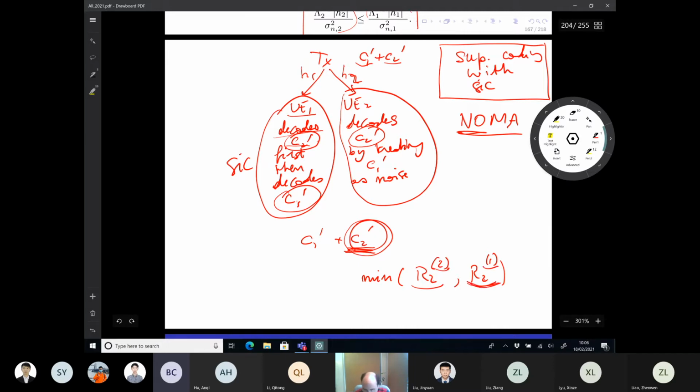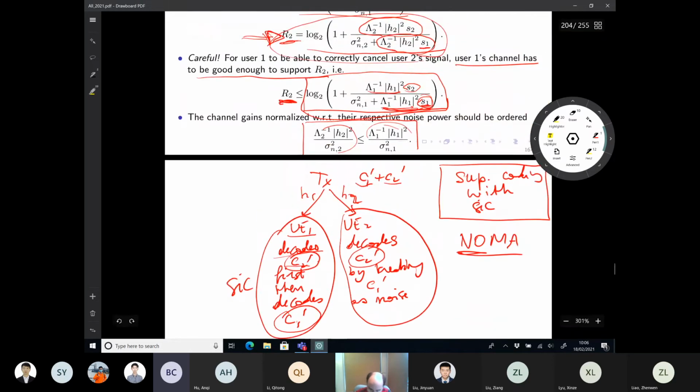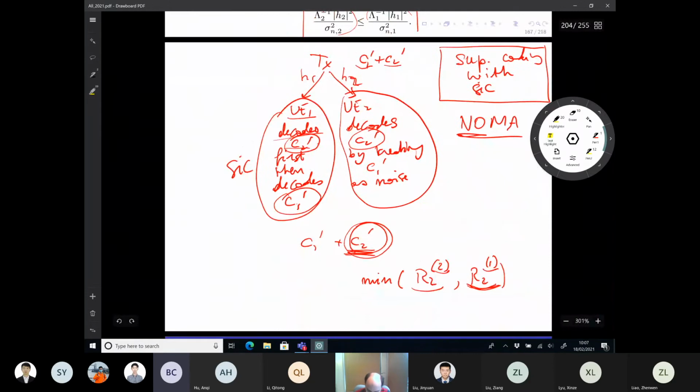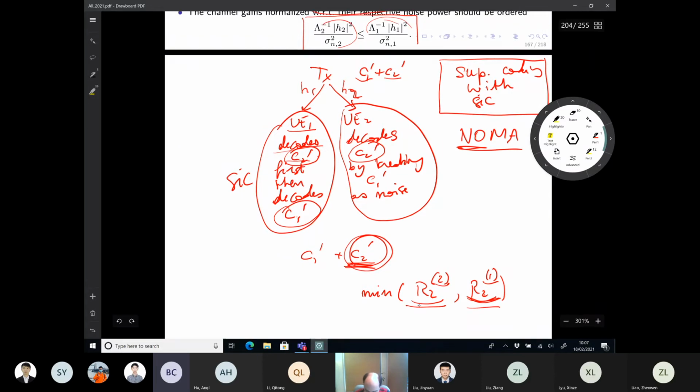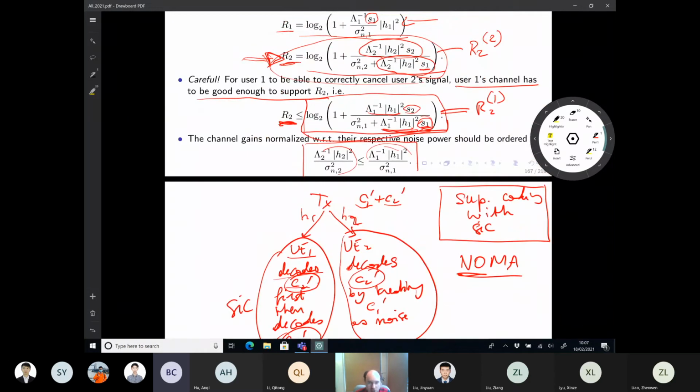What is the rate of the message of user 2 decoded at user 1? This is R21. It is the rate of the second stream, but decoded at user 1. And this one here is the rate of the second stream, but decoded at user 2. So if you want to transmit C2 prime, you transmit at the minimum of those two. And if user 1 is stronger than user 2, the minimum will be equal to that, and that will be equivalent to saying that you have these conditions.